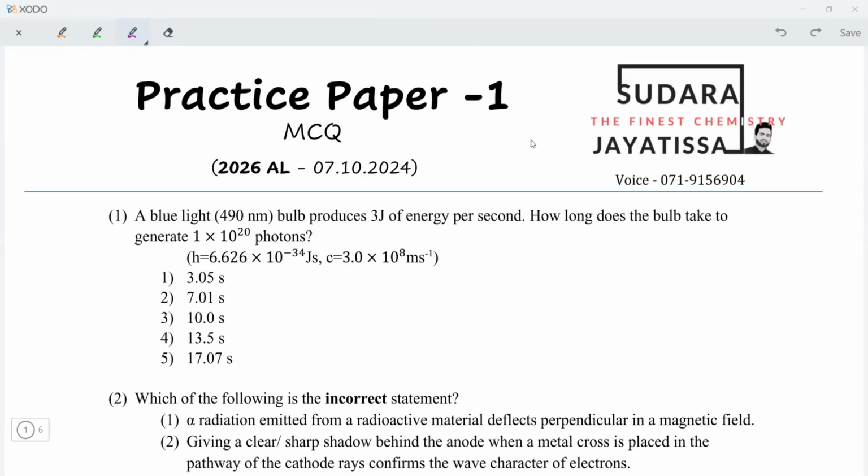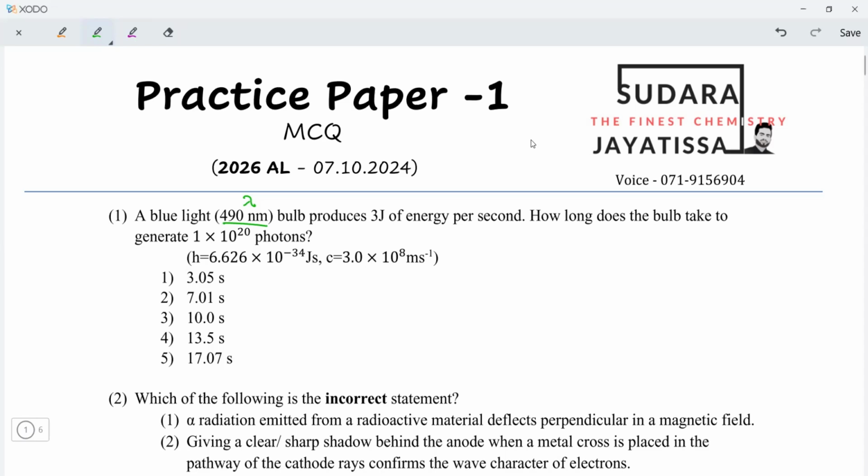Here the first one is from Planck equation, a problem. It is telling blue light, they gave the wavelength here, blue light 490 nanometer. So this is what we call lambda, wavelength, and it produces 3 joules of energy per second. How long does the bulb take to generate 1 into 10 to the power 20 photons?